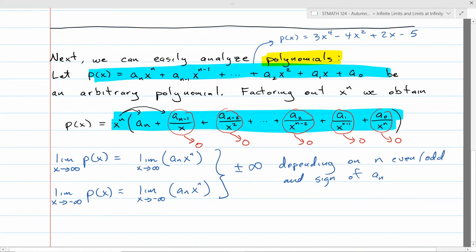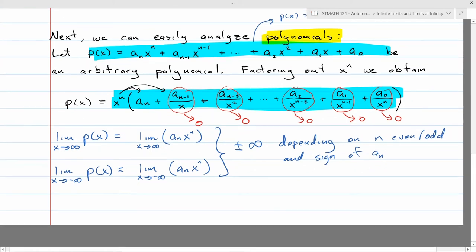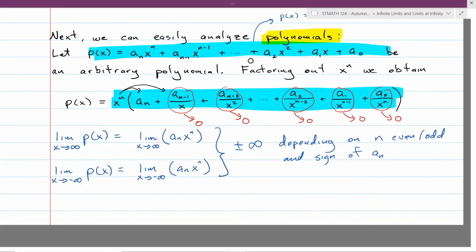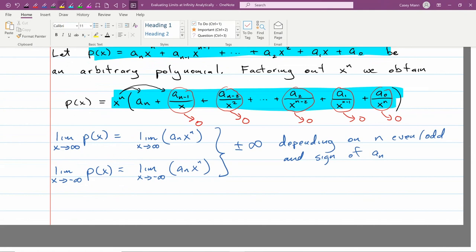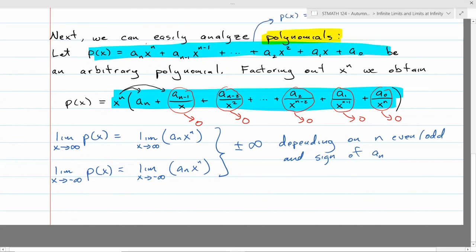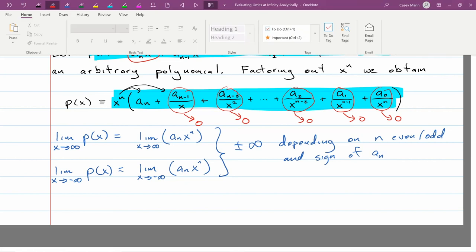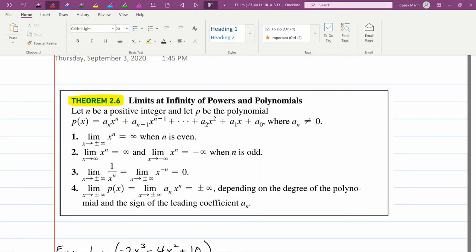So if you take the limit of a polynomial as x goes to plus or minus infinity, you're going to get either plus or minus infinity, and it's only going to depend on the leading term. The only term in the polynomial that really mattered was this term, the a sub n times x to the n, the leading term. And this is summarized in theorem 2.6 there.